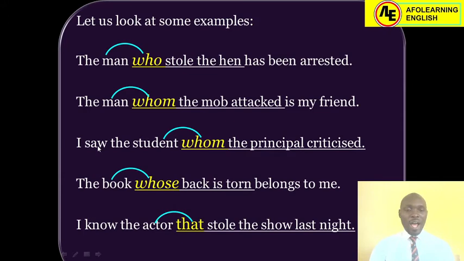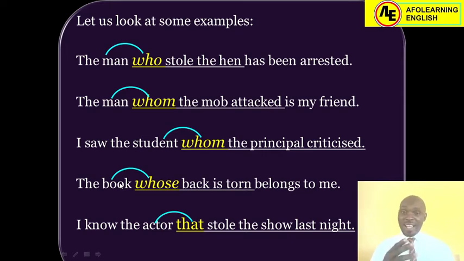The third example, I saw the student whom the principal criticized. Whom the principal criticized is the relative clause. Fine. But it is introduced by a relative pronoun, whom. And that relative pronoun is placed side by side with the noun it refers to, which is student. The next one, the book whose back is torn belongs to me.